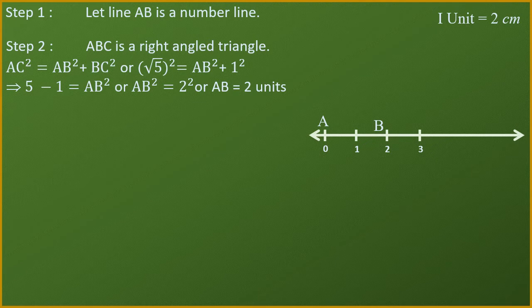So now I put it in the Pythagoras theorem, then I solve it. After solving it, the value of AB I am getting as 2 units. So that's why you see on the number line the point B I mark at 2 units.